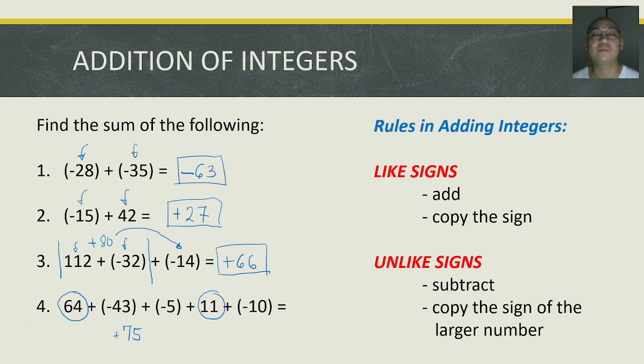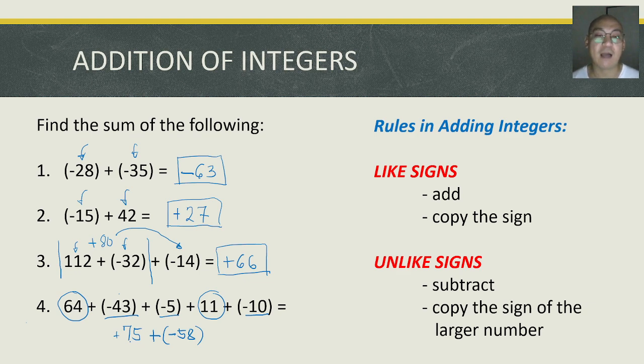And then let us combine the negative numbers. What are those? Negative 43, negative 5, and negative 10. What is the answer? We have 58. Then we're going to get their sign, that is negative 58. And with that, we can now add positive 75 plus negative 58.